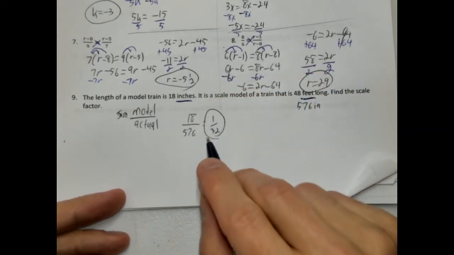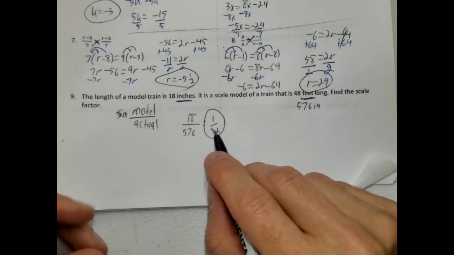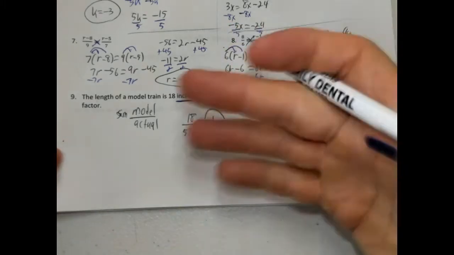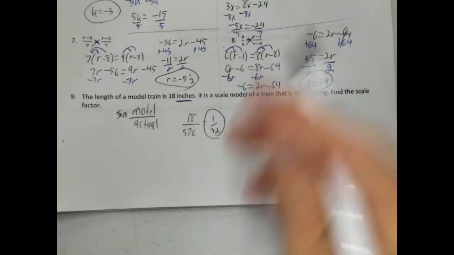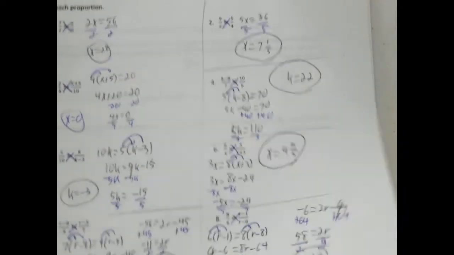Now that's probably the answer they want, because when you look at a scale factor for a model, that's typically what they say, a 1 over whatever, 1/25th, 1/30th, whatever. But yeah, I think you can make the argument that you get 32 over 1 and you could win that argument. All right, so this is basically a bunch of stuff we did, but all in word problem form.